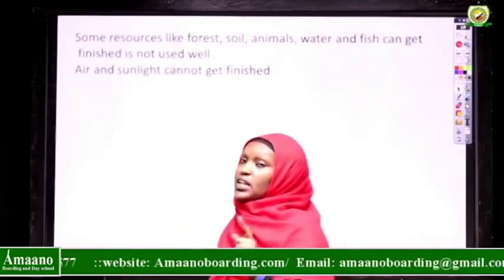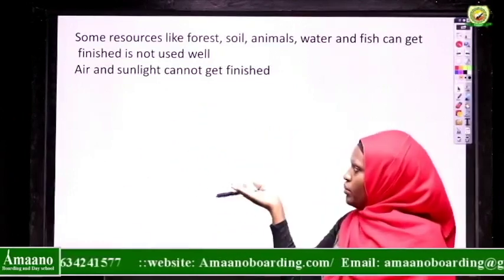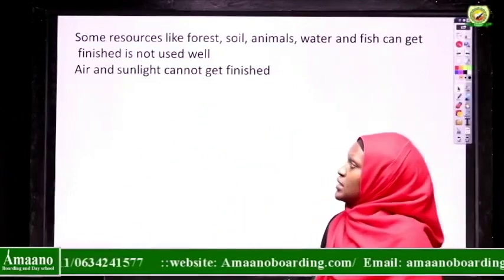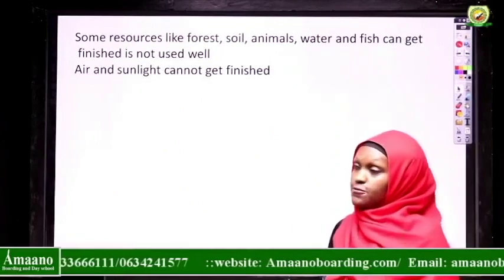Remember, we said we have the natural resources. These are the air, the sunlight. No one made the air. So the air and sunlight cannot get finished. These are the only resources that cannot get finished.